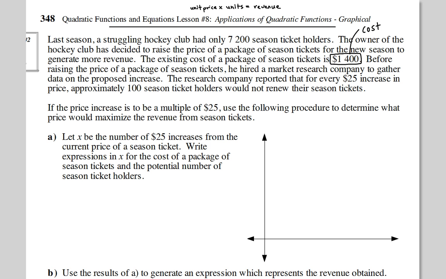And then it says, before raising the price of a package of season tickets, he hired a market research company to gather data on the proposed increase. The research company reported that for every $25 increase in price, about 100 season ticket holders would not renew their season ticket. Okay. So it says if the price increase is to be a multiple of 25, use the following procedure to determine what price would maximize the revenue from the season tickets.